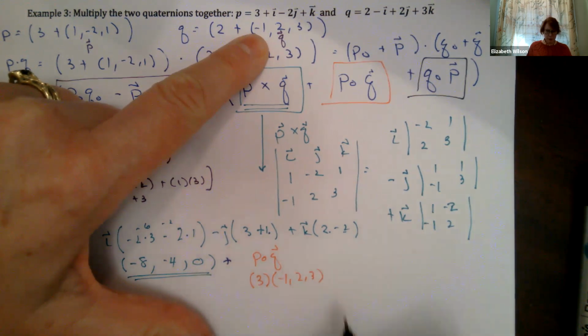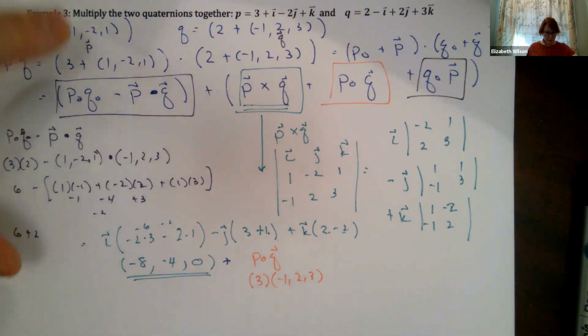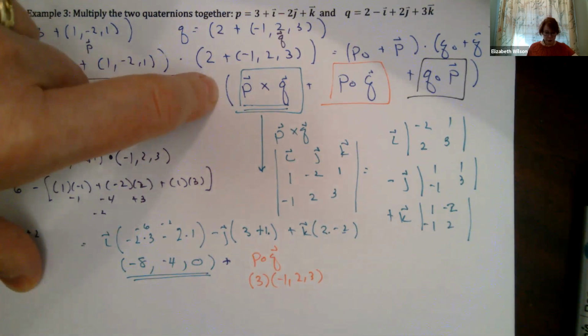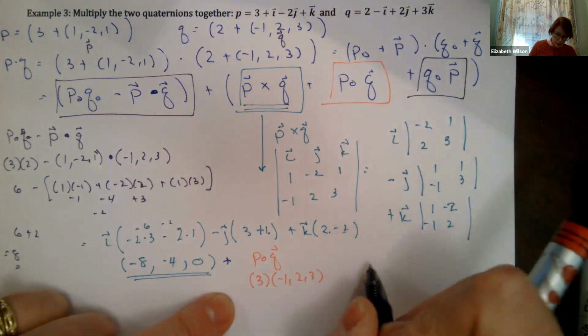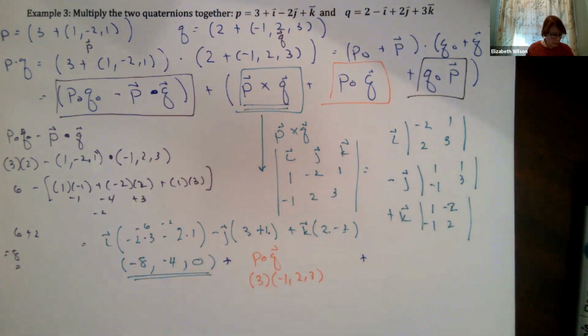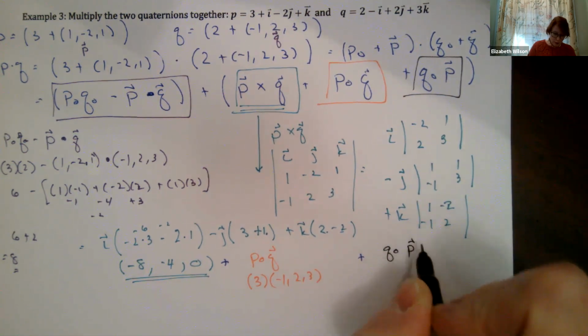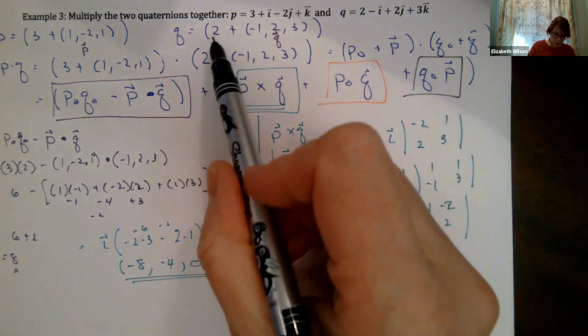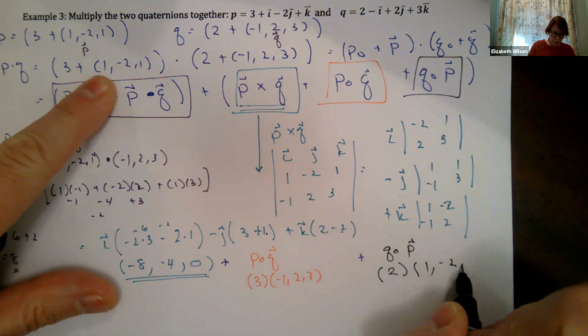It's got to be a vector because remember, we're dealing with the vector portion of things now. So I have a scalar portion and a vector portion, P naught times Q. And then I'm going to add that to Q naught times P. So Q naught was equal to 2, and then the P vector is 1, minus 2, 1.